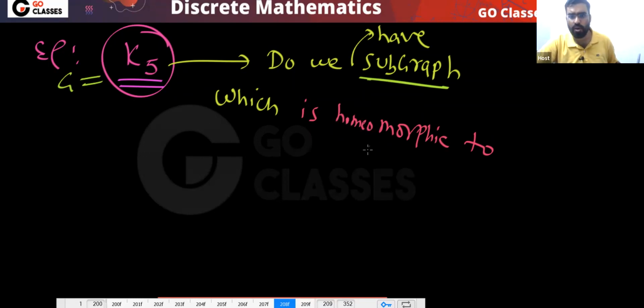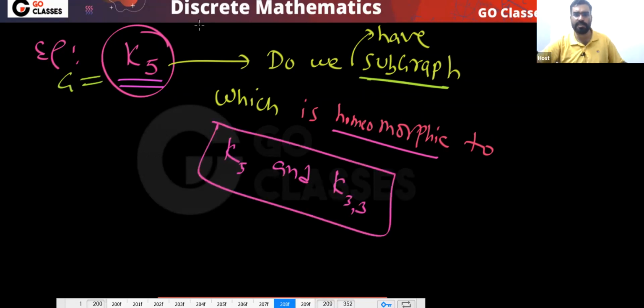So do we have a subgraph which is isomorphic to K5 and K33? Tell me, Nikhil, is there any subgraph which is homeomorphic to this and this? Okay, think of homeomorphic as isomorphic. Don't worry about homeomorphic. So in this, do we have a subgraph which is isomorphic to K5 and K33?